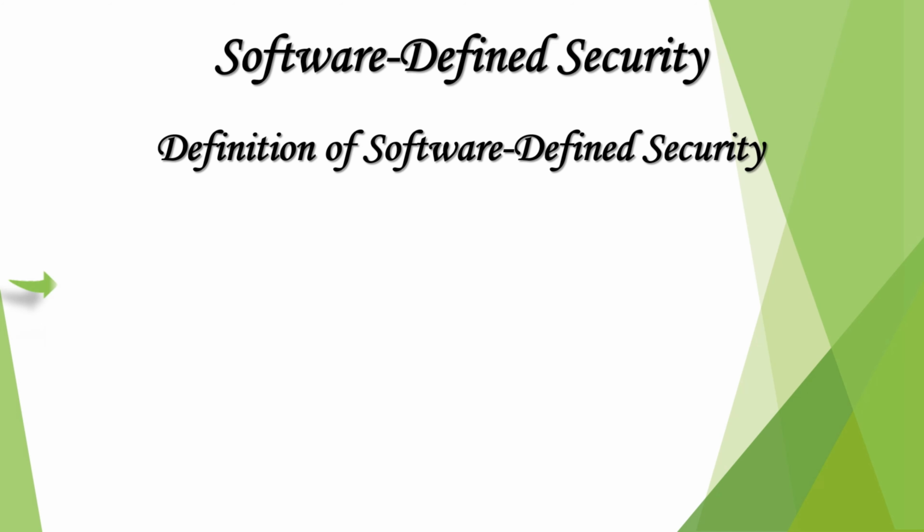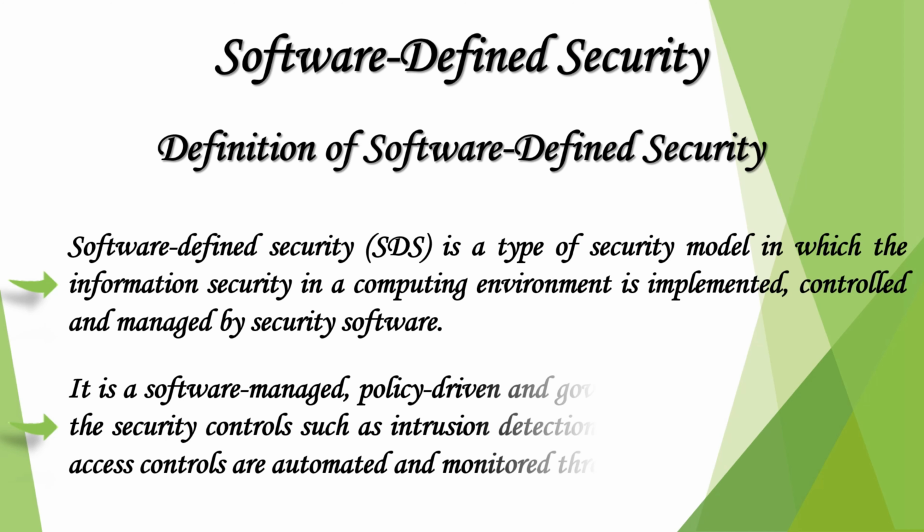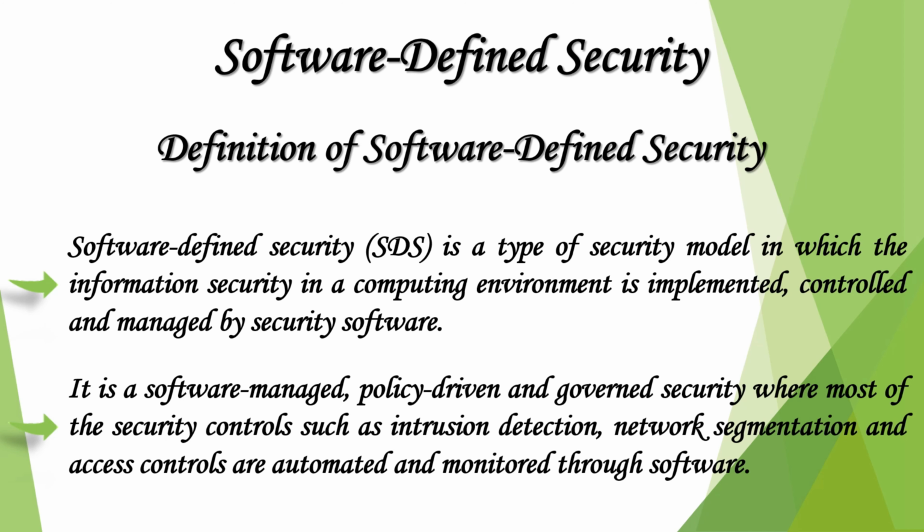Definition of software-defined security. Software-defined security is a type of security model in which the information security in a computing environment is implemented, controlled and managed by security software. It is a software-managed, policy-driven and governed security where most of the security controls such as intrusion detection, network segmentation and access controls are automated and monitored through software.